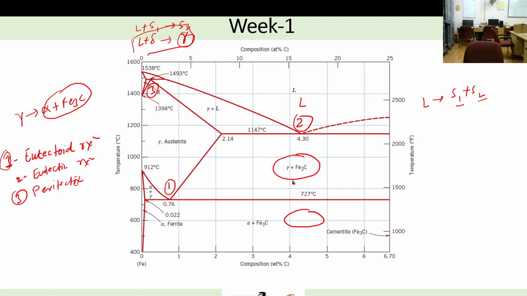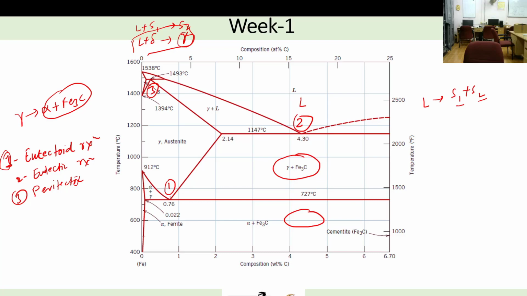So these three are the major reactions, the only reactions involved in this iron carbon system. Now I hope it is clear to all of you. Is it clear? Reactions are clear? Yes, sir. Yeah.